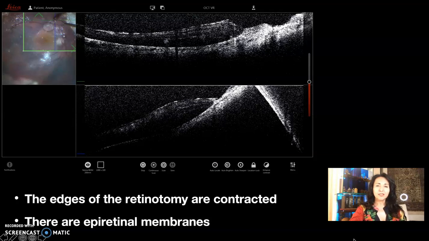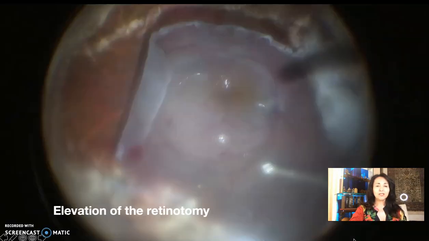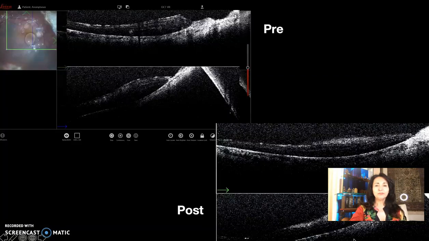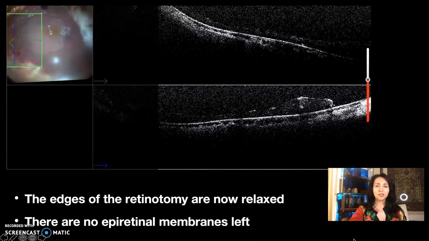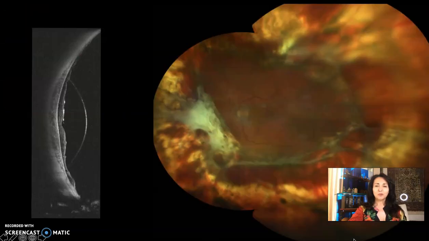So look at there. The intraoperative OCT shows that the edges of the retinotomy are contracted and there are epiretinal membranes. So you move on, peel the membrane, elevate the retinotomy, and then reattach the retina. And then if you compare prior and after your maneuver, you see the difference. So after your maneuver, the edges are more relaxed and there is no residual traction. Like here, the edges are now relaxed and there are no epiretinal tissues or membrane left to be removed. So the case is finished. And this is the post-op view.